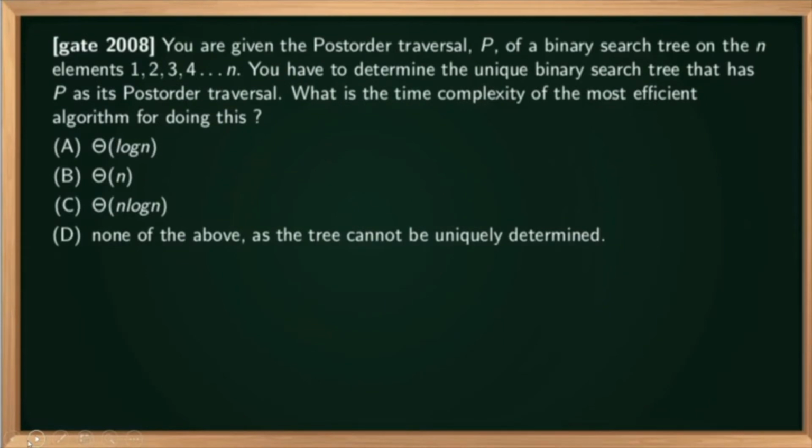Okay, so the answer is actually B. We have discussed this already. We had to construct a binary search tree, right? And the post order traversal is given. So we know that using a stack, we can do it in one pass and construct a binary search tree. So the order should be theta of n.